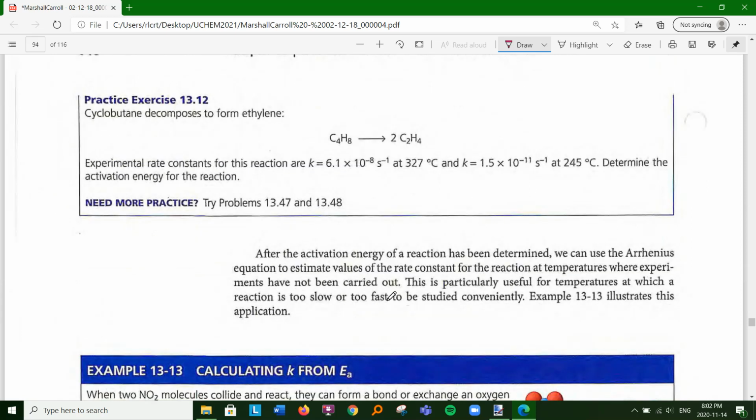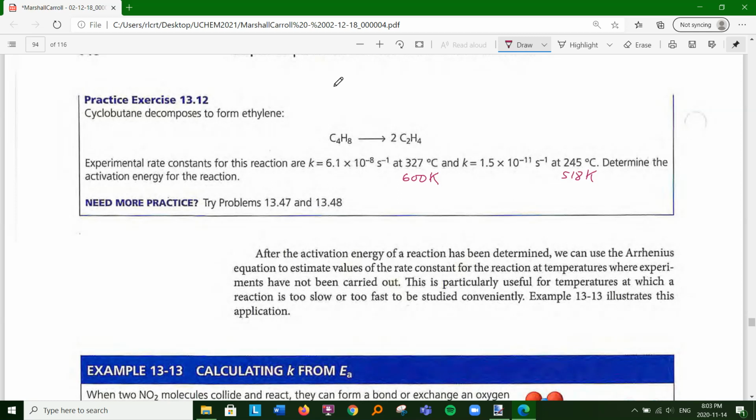Let's try this for practice. Exercise 13.12. I don't know if I did this one before. Let's see. So we've got some experimental rates. Let's get the temperatures right away. 327 Celsius. Let me add 273 to that. 327 plus 273 is 600. And the other is 245 plus 273, 518.